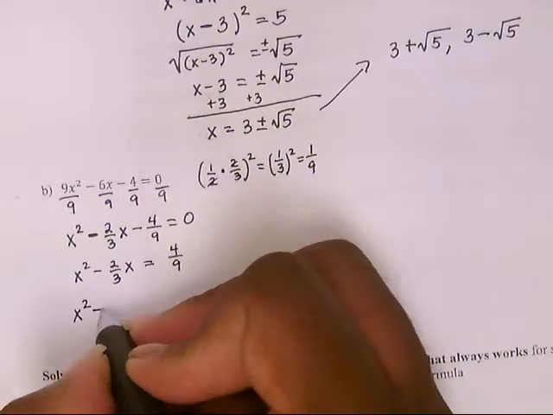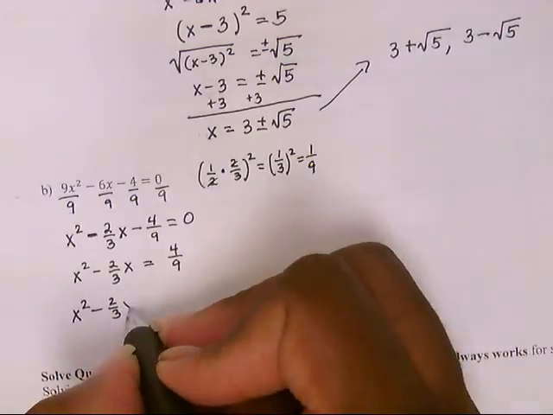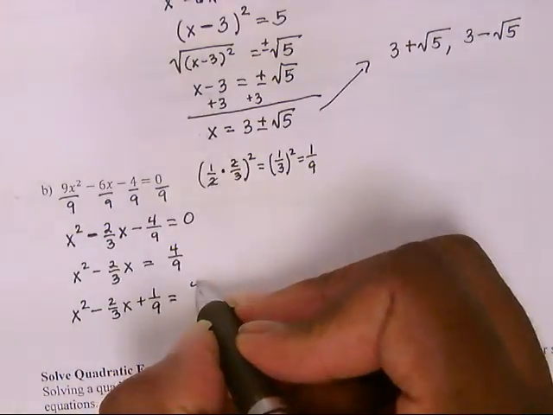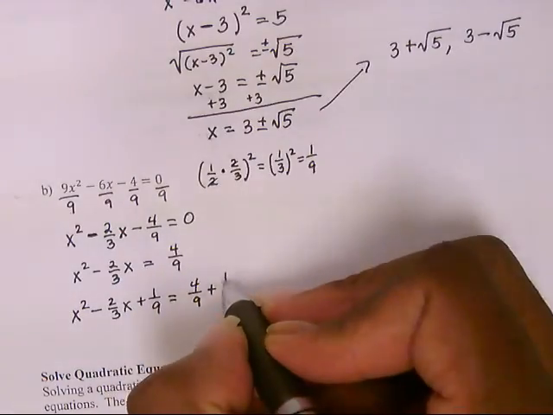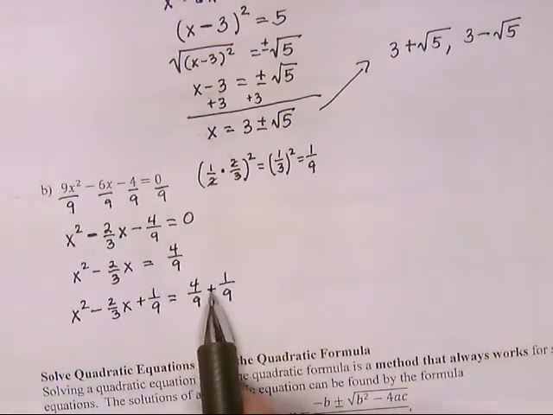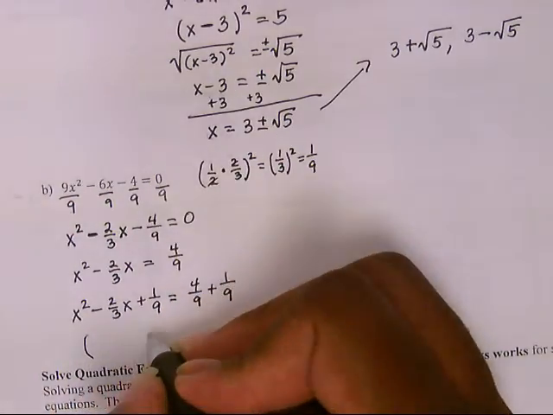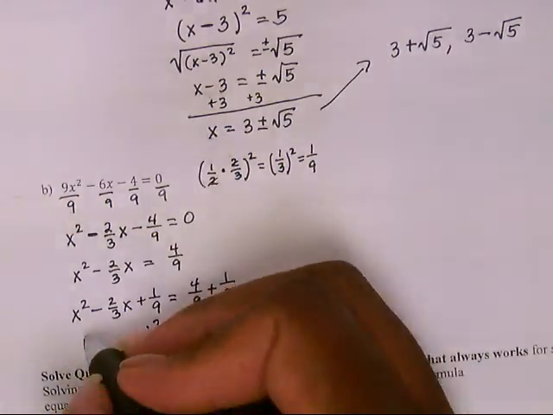So I'm going to have the x squared minus 2/3 x. I'm going to add 1/9 to the left side. And I'm also going to add to the 4/9 the same 1/9. I have to add the same term to both sides of this equation. The left side is going to be factored because it is a perfect square trinomial.